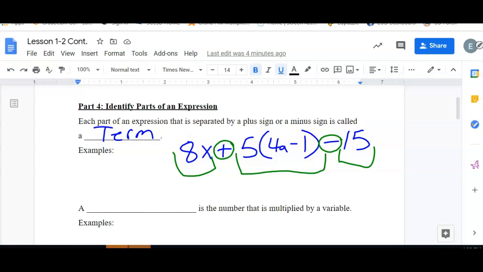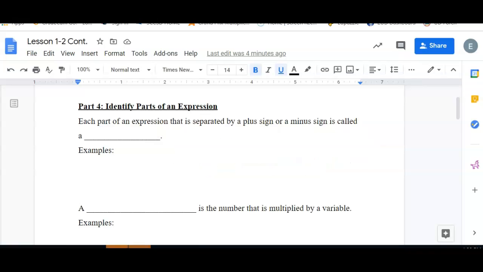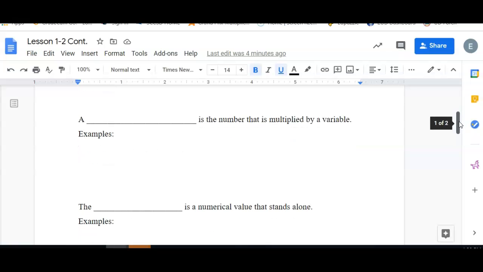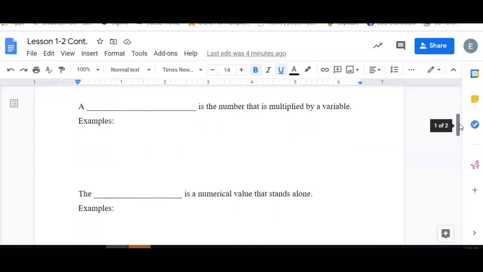15. Okay, the next one says a blank is the number that is multiplied by a variable. Back up. A good coefficient. I'll do the best to spell coefficient. I'm not a very good speller. Coefficient. I think that's how you spell it.